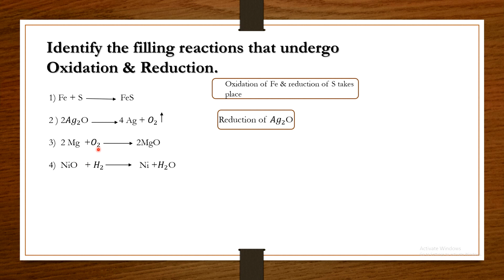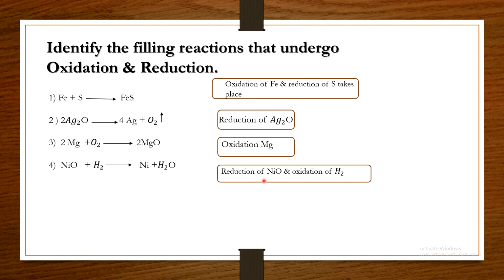Now Mg plus O2: it combines with oxygen, so it is an oxidation reaction. Here oxidation of Mg occurs. Now nickel oxide plus hydrogen forms nickel plus water, H2O. That means here is the reduction of nickel oxide, because it loses oxygen, and since H2O forms, there is oxidation of H2. Here reduction of nickel oxide and oxidation of H2 happen.